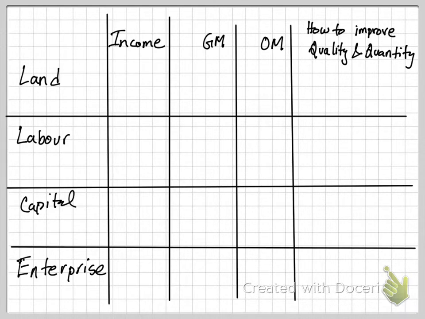So the first thing we learn about factors of production is income, which means if you use these factors of production, what do you earn? What is the income behind the use of these resources? So if you use land, you will earn a rent. If you use labor, you will earn wages. If you use capital, you will earn interest.